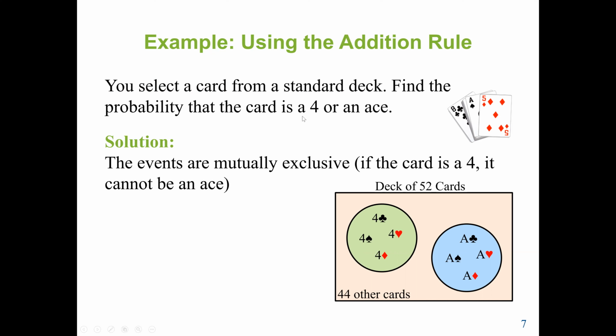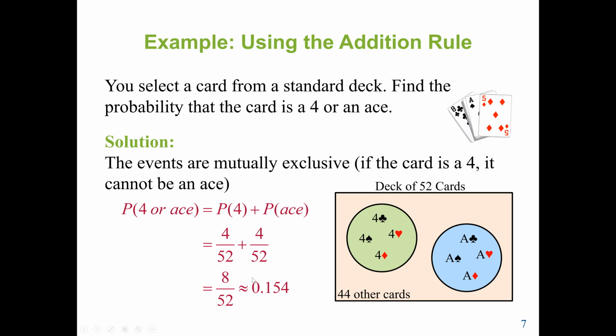So the first thing we need to determine is the condition here, or the events here. Is it possible that they are mutually exclusive or not mutually exclusive? Yes, this will be mutually exclusive, because the card 4 cannot be an A, or ace. So this means we are going to use the formula: probability of 4 or ace is probability of 4 plus probability of ace. Now we know in each suit we have a diamond, spade, heart, and club.